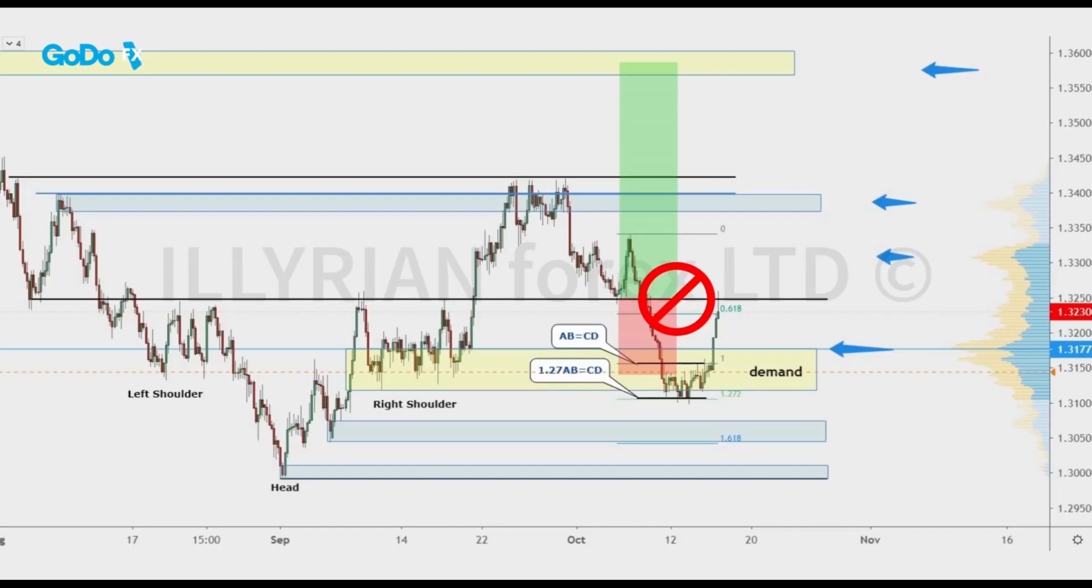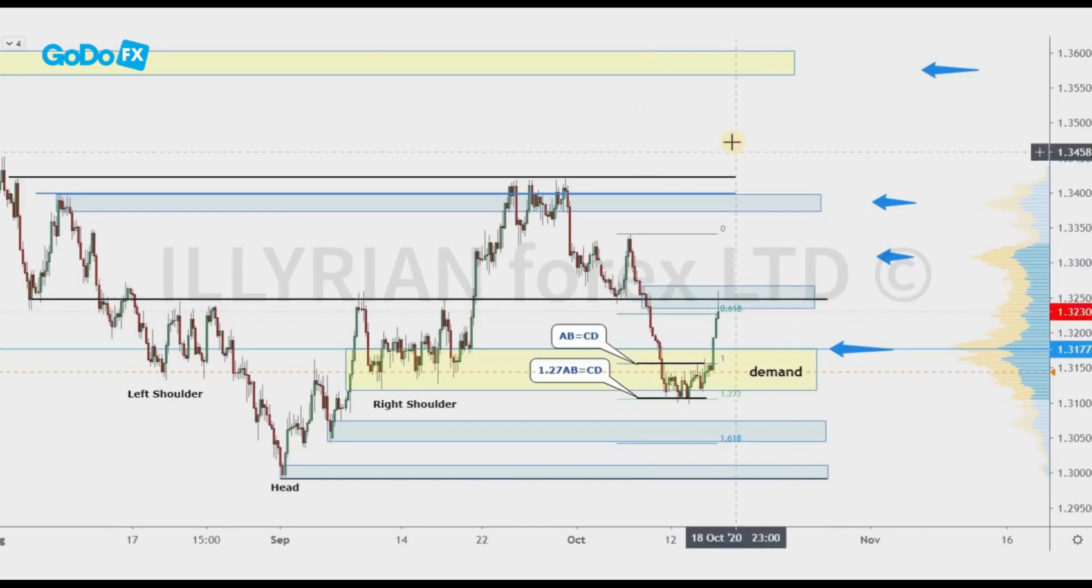I am not saying that entering at support is wrong. I am saying that every setup is similar and different at the same time. It depends on the situation and other correlations that we should consider before entering a trade.